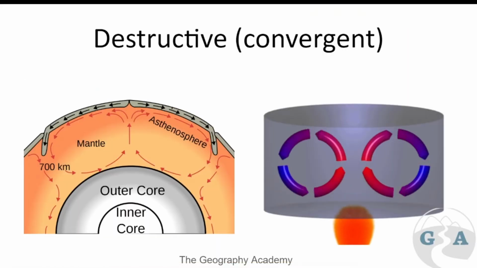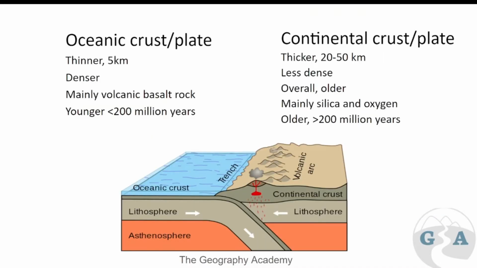Destructive plate boundaries, or convergent, are also being driven by convection currents. There's two different types of plates. There's oceanic plates, which are more dense and will sink more in the mantle, and there's continental plates, which are thicker, less dense, which will kind of float higher on the mantle. So as the oceanic crust that's more dense goes under, we call this subduction.